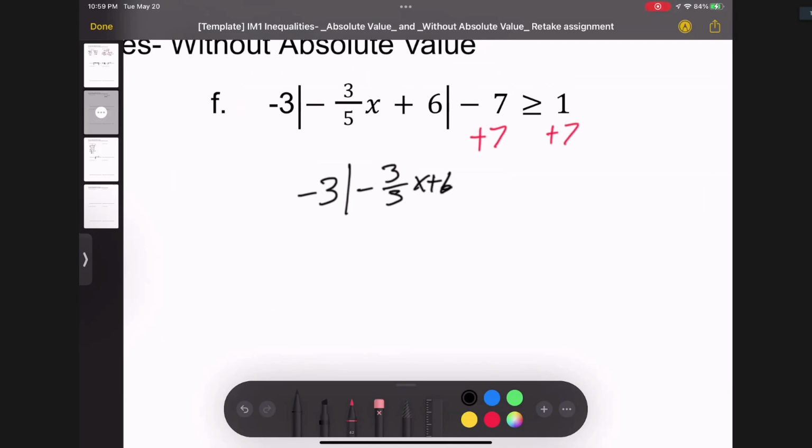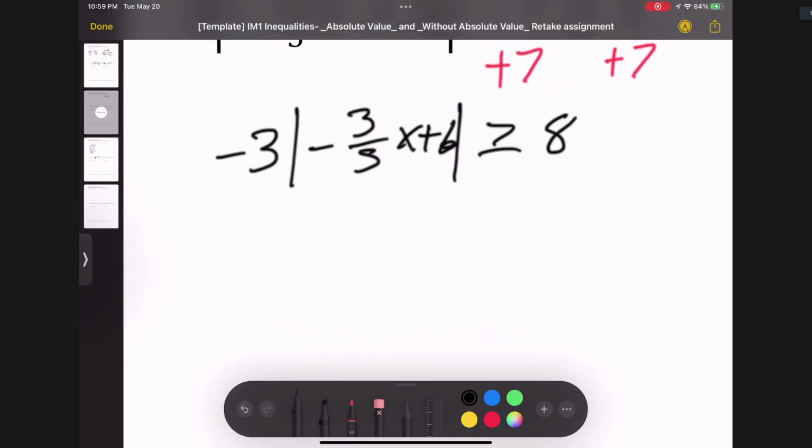I'm going to have to write down really small because this is going to be a lot of work. I gotta make it a little bit smaller. I gotta zoom in a little bit.